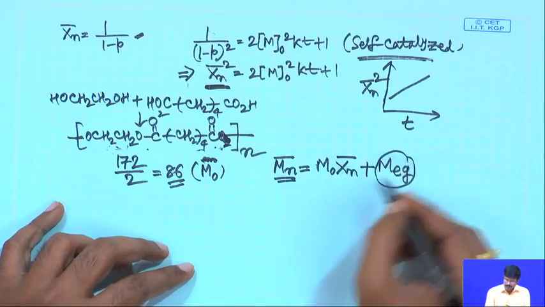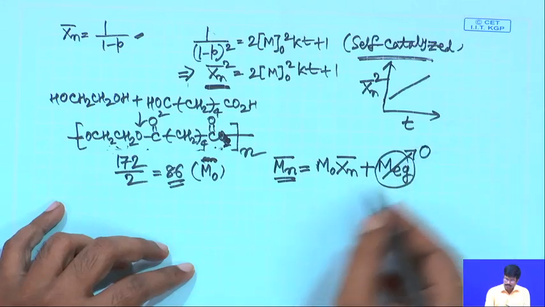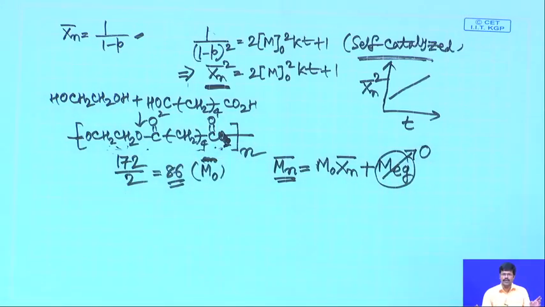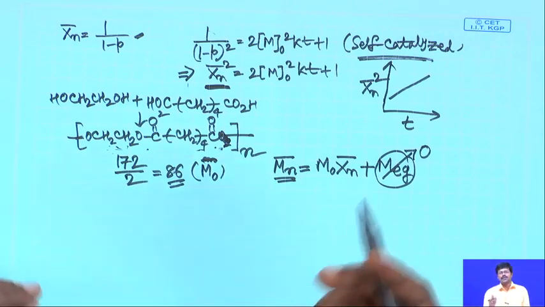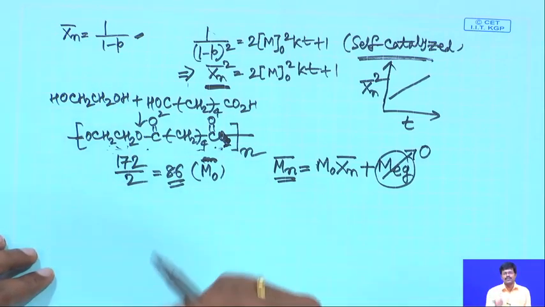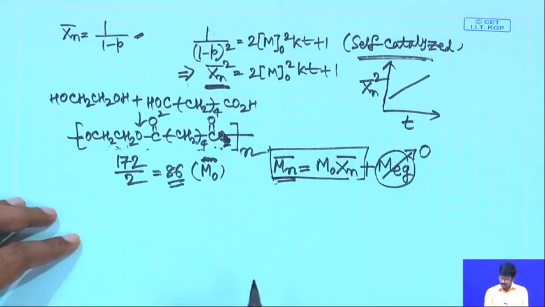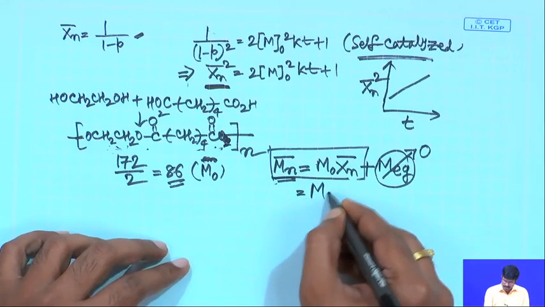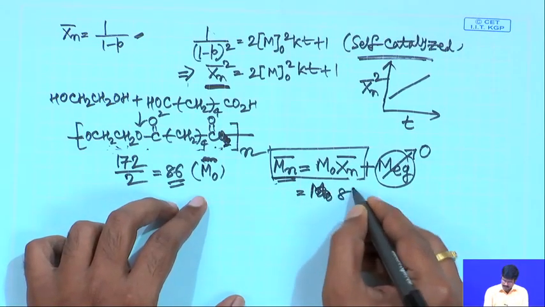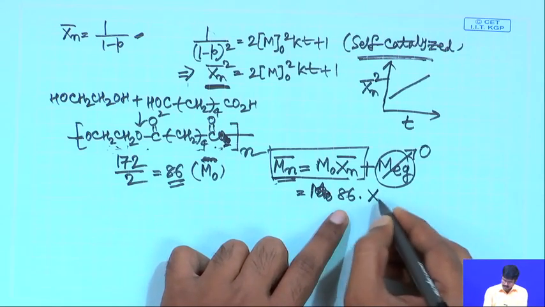Now, this molecular weight of the end group can be regarded as 0 for all practical purposes, because if the polymer is of very long chain, the contribution of the end group to the total molecular weight becomes insignificant. Suppose you have 1000 units together in a polyester and you have an alcohol on one side, how much is that? It is oxygen 16 and hydrogen 1, 17 only. So, you can actually neglect that, or you may have maybe 20,000 units. So, for all practical purposes, Mn equals m 0 into xn. In this case Mn equals 86 into xn.